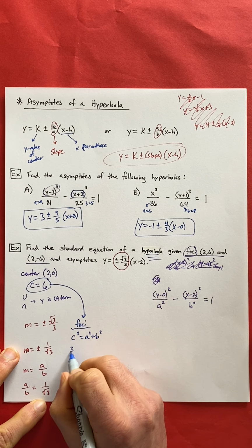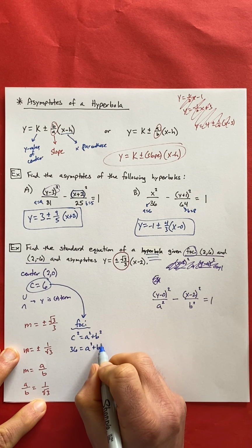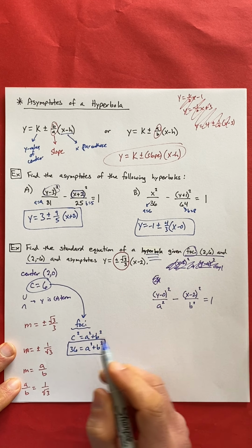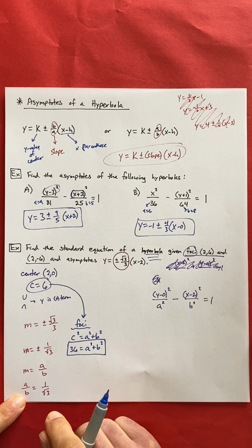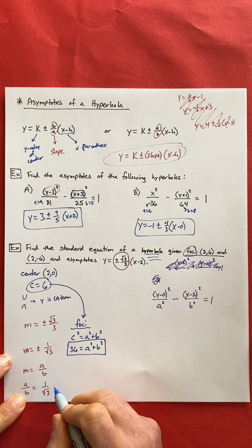So c squared is 36. A squared is just a squared because we don't know what a is, and b squared is just b squared. So now you are going to take this equation, which has the a and the b in it, and this equation, which has a and b in it, and you're going to solve. Substitution is going to be the best method here. I'm going to cross multiply to do this.